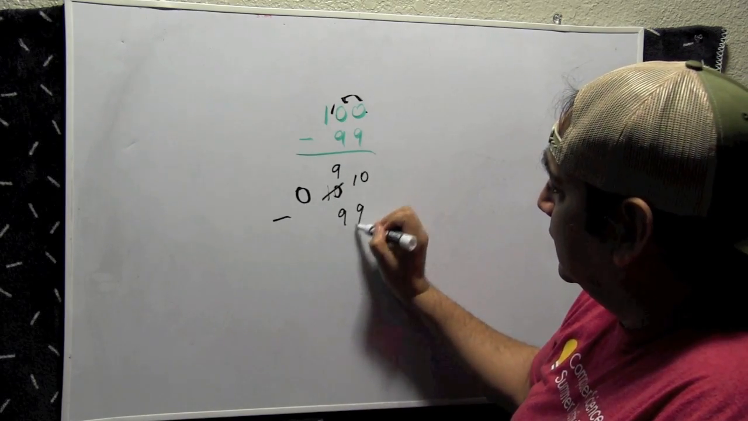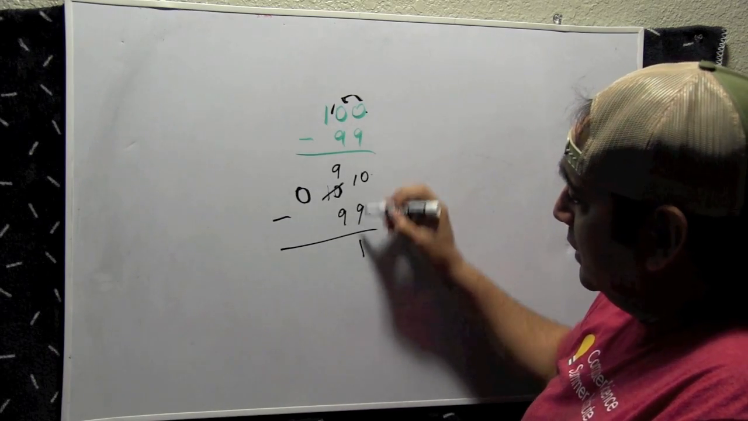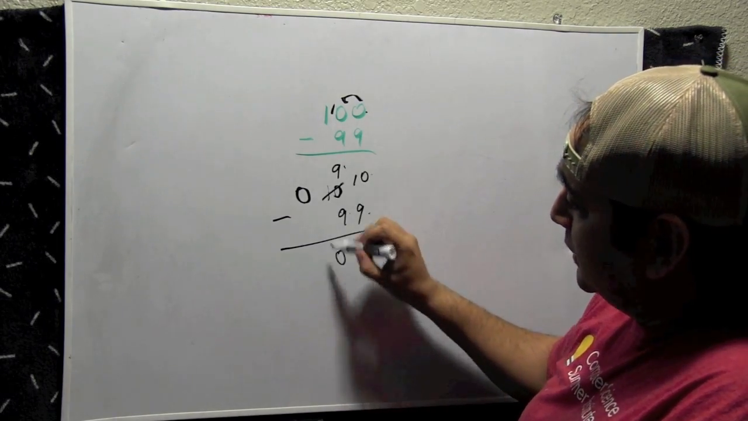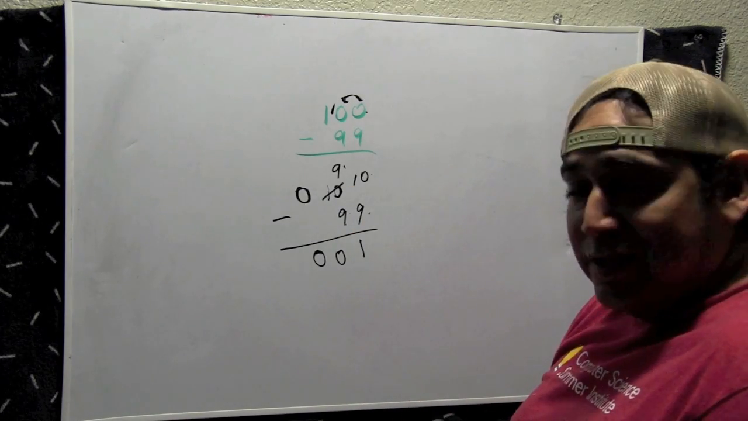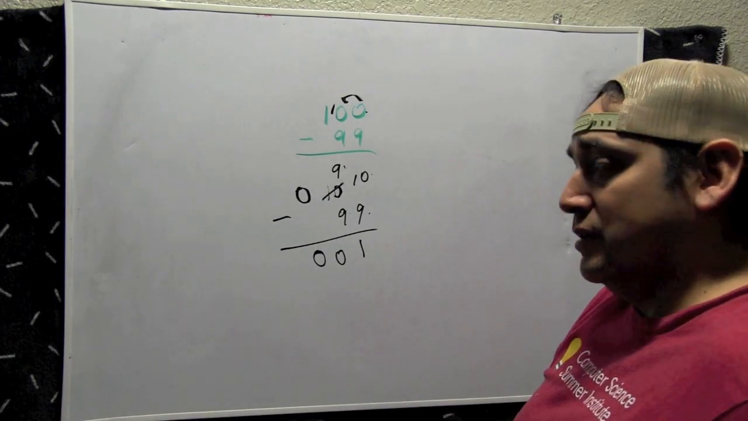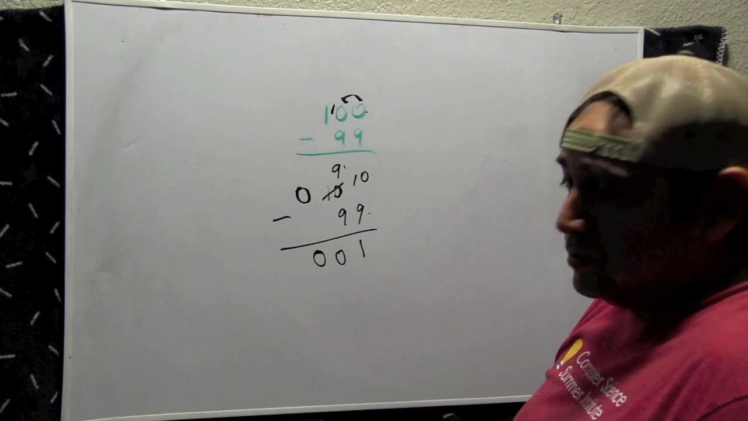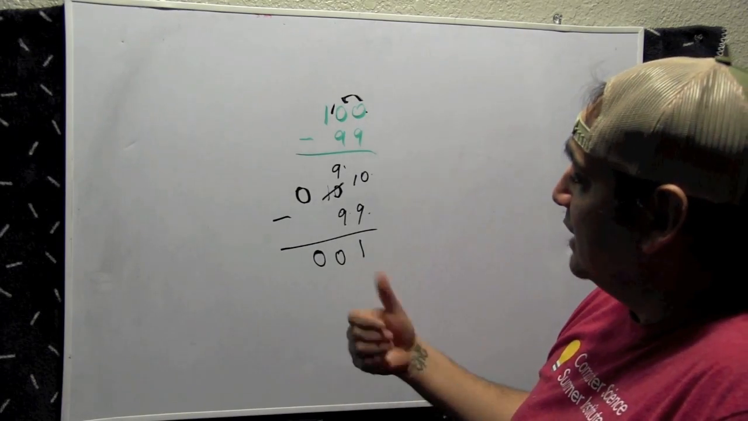Minus 99. 10 minus 9 is 1. 9 minus 9 is 0. And you bring down the 0. And that's how you do it. I used to get confused. I wasn't sure how to do this before until I read the book just to kind of clear it up. Like, oh, okay, now I remember. So yeah, that's how you do this.